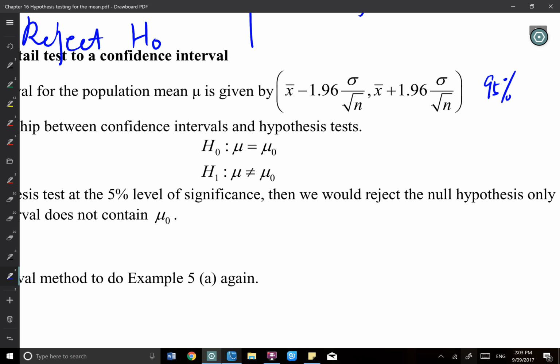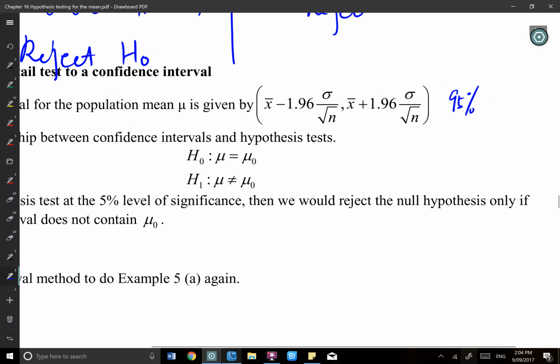Then we use my X bar to calculate what is called the confidence interval. If the confidence interval includes my actual mu, it means we should not reject it. Not accept at all, we do not reject it. So that's an alternative way to calculate whether we should reject H0 or not, but the confidence interval method only works for two tails.